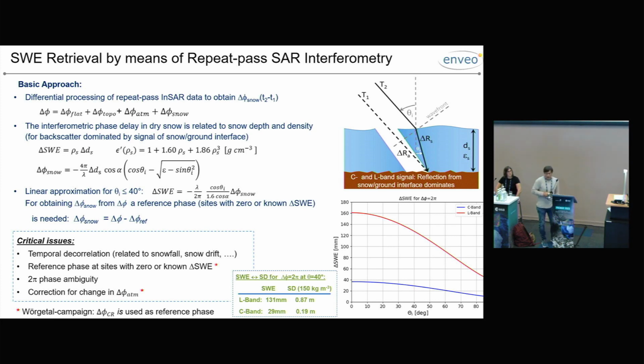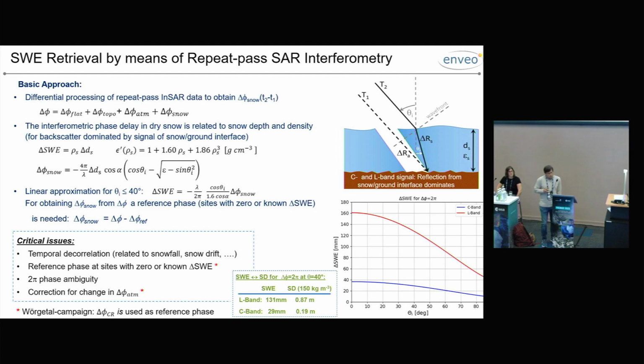At L-band at 40 degrees, this is of course less sensitive, and one phase cycle is about 80 to 90 centimeters of fresh snowfall, which is more typical. And this is, of course, why L-band, beside all the coherence and signal stability, is actually more preferred than C-band, because we are relying on a typical snowfall in the Alps within one phase cycle.